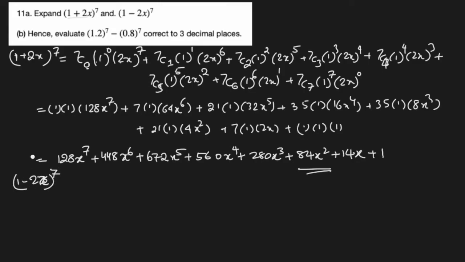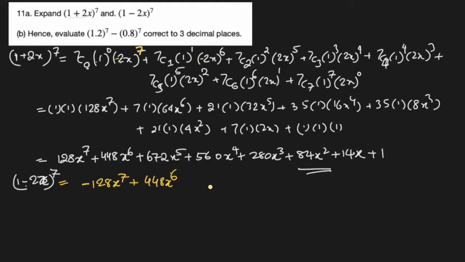Only difference here is that this was plus, this is minus. Everything will be same except that this 2x will become minus 2x. Look at this one, this is an odd exponent, so this minus will remain minus. That means the first one will be minus 128 x to the power 7. Everything else will remain same, only this will become negative. But since this is negative and this 6 will make it positive, the second term will remain 448 x to the power 6.